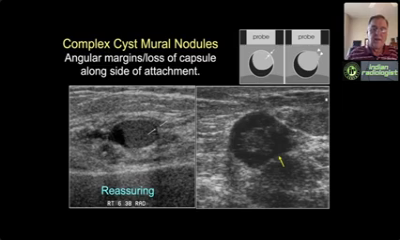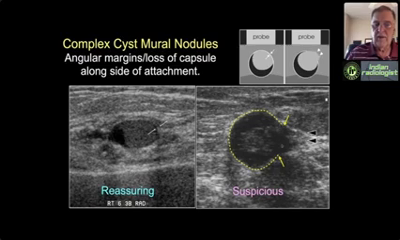On the right is a hemorrhagic papilloma, and what we can see is that the capsule is absent along the point of attachment on the right side, and that there's extension into a couple ducts that are creating some angles and irregularity. So the left is reassuring, caused by apical metaplasia. On the right is suspicious, caused by a papilloma.